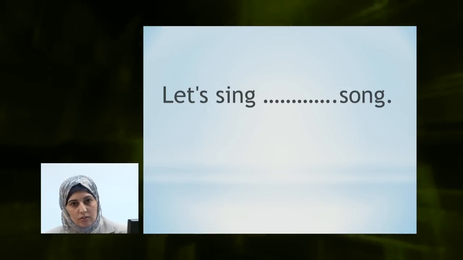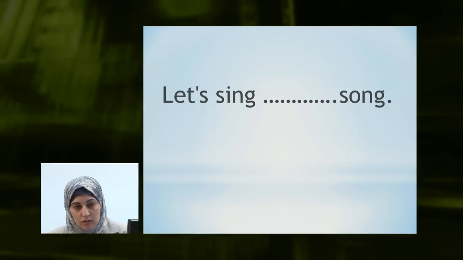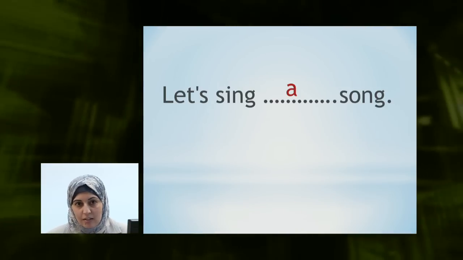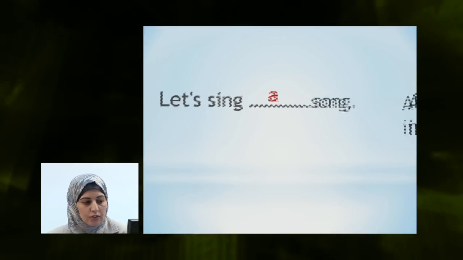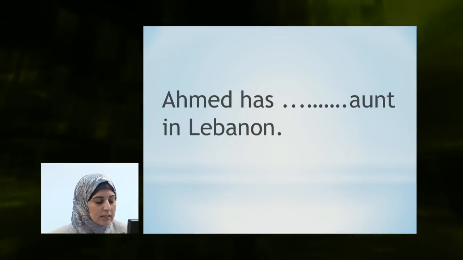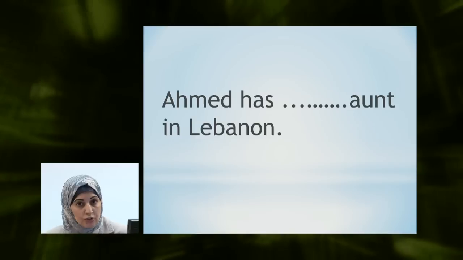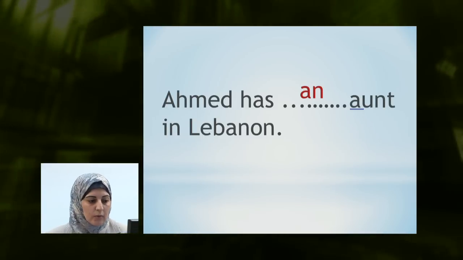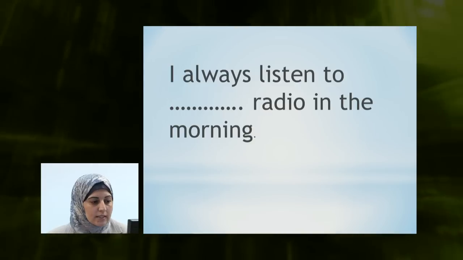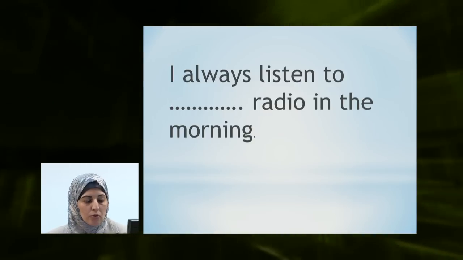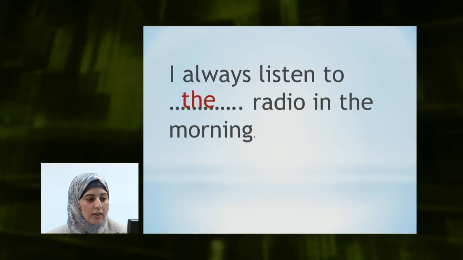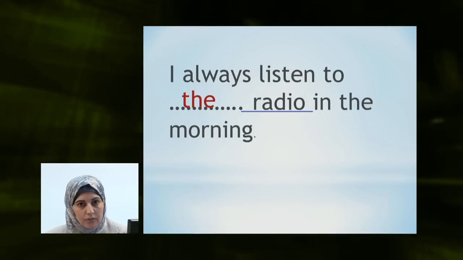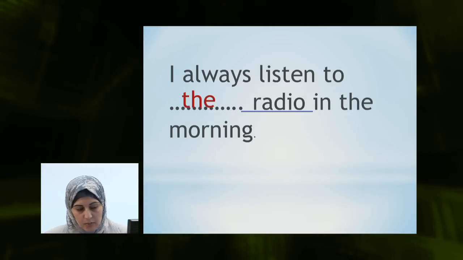Let's sing song. Which song? What song? We don't know. So it's just a song. Let's sing a song. Ahmed has aunt in Lebanon. Do you know exactly which aunt I am talking about? No. Ahmed has an aunt. Why an? Because aunt starts with a vowel. I always listen to radio in the morning. Of course, I know what I am talking about. It's the radio because it's a musical instrument.